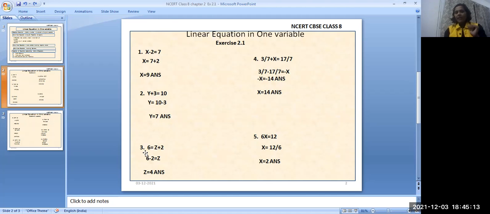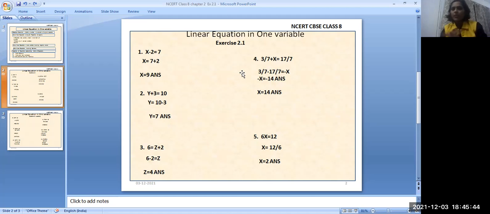Now, this is another type of question, number 3. 6 is equal to z plus 2. Now, which is easier for you to solve? Should you take z towards the left hand side or 2 towards the left hand side? We should take 2 towards the left hand side. So z will remain at the right hand side as it is in the question. So 6 minus 2 will become z. 6 minus 2 will be 4. So z is the answer, 4.